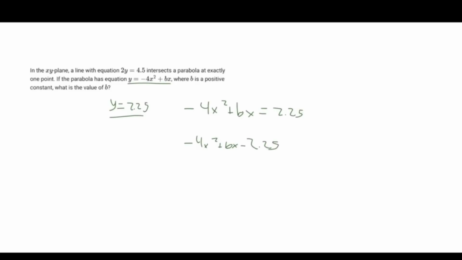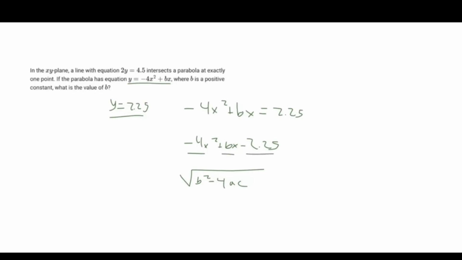And so now in order to solve this problem, what we need to do is actually tap into the quadratic formula. In the quadratic formula, there is this part called the discriminant, and that is the square root of b squared minus 4 times a times c. All right, so why is the discriminant important? Well, because the discriminant actually tells you the number of solutions that are in the quadratic. So our a value is negative 4, our b value is, we don't know, that's what we're trying to solve, and our c value is negative 2.25, right?